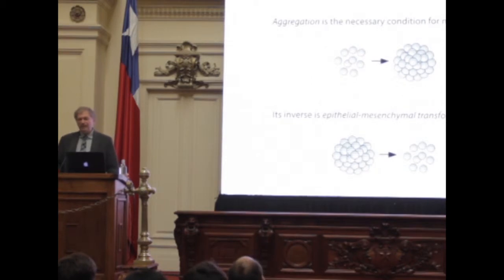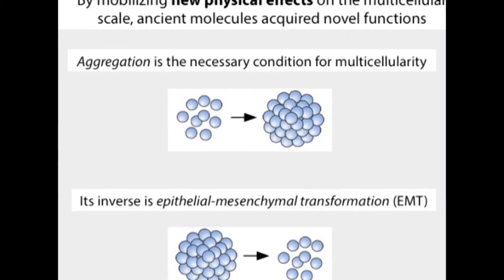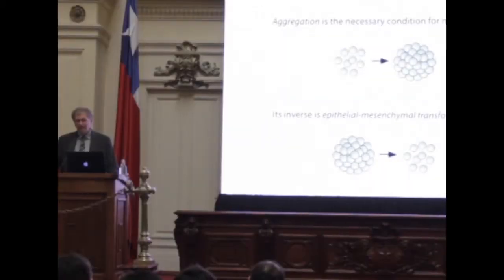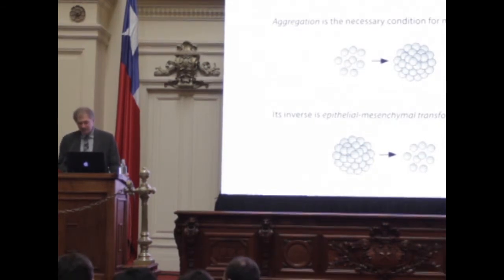If cells are adhesive, and there are some very ancient adhesive proteins, they didn't adhere cell to cell, but they adhered cell to surfaces. But under some conditions, like high calcium, for example, these proteins become adhesive, and you can get a transition from single cells to multicellularity. And you can go backwards, too. And when you go backwards, it's called epithelial mesenchymal transformation. So that's the simplest physically mediated process that cells can do to make multicellular organisms.